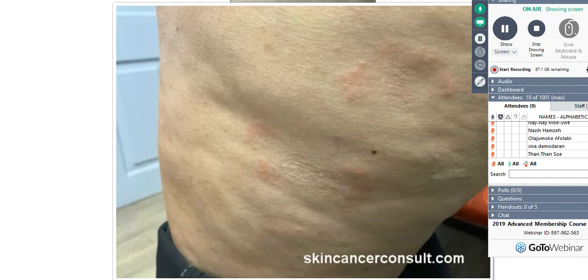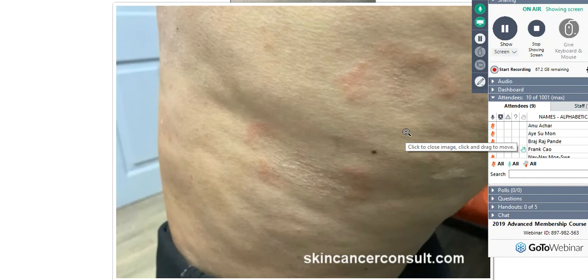Someone got their hand up? Frank. Yeah, Frank. Oh, hi, yeah. If you do biopsy plus PAS, does that mean you don't need to do scraping because the PAS will show it's fungal? Not always. You're always better.